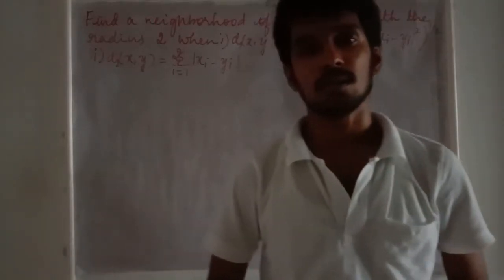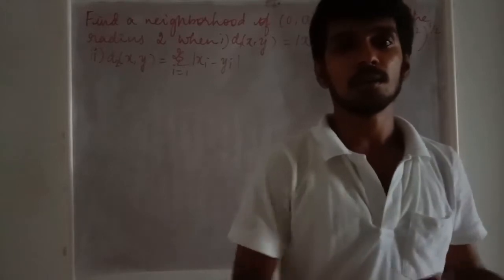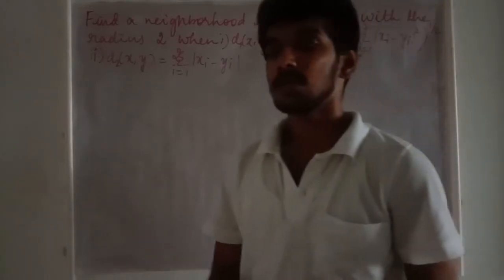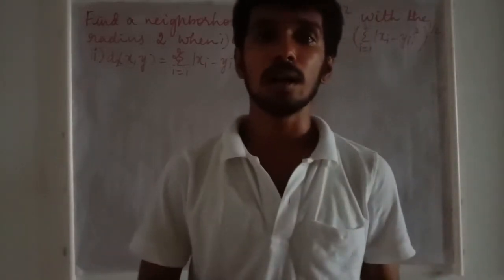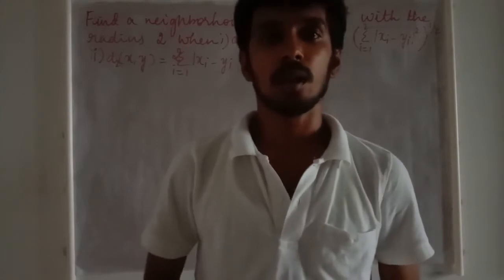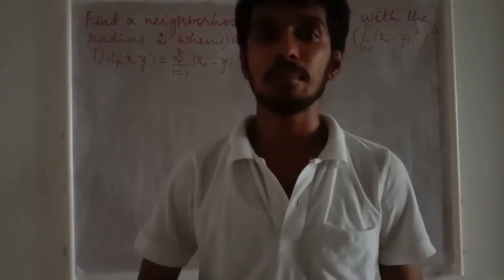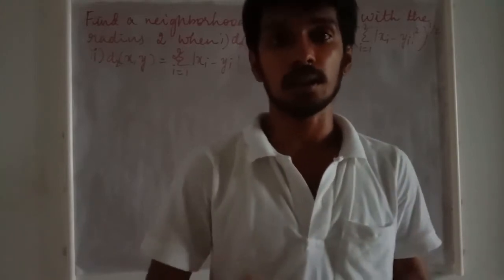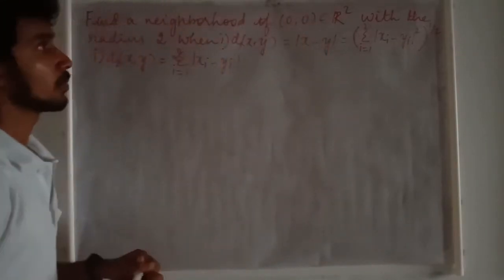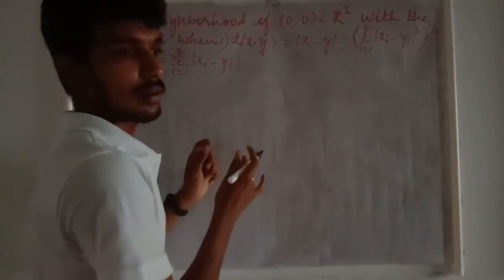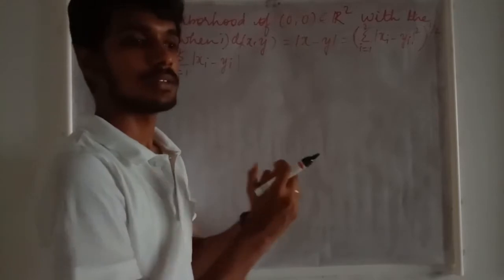Welcome to the lecture series on real analysis. In the previous lectures, we have seen some examples of a neighborhood on the real line. In this lecture, we are going to find out the neighborhood of a point in a real plane, that is R2. Let us start with a simple problem.